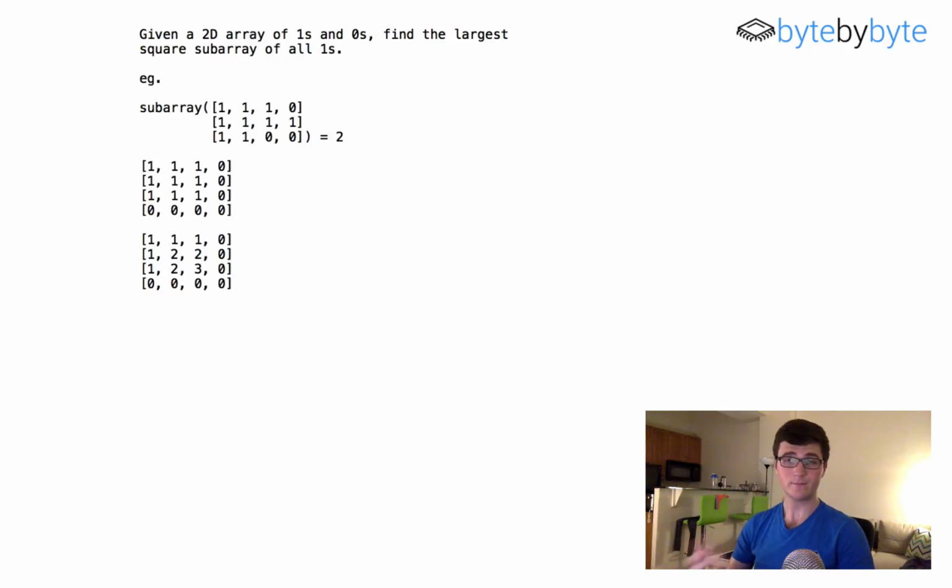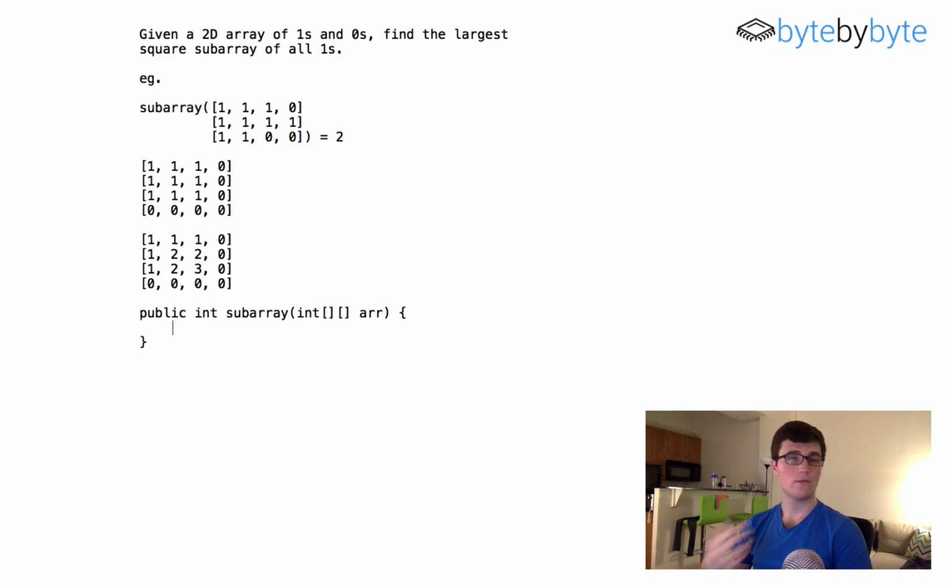So let's go ahead and actually look at what the code would look like for this. I'm going to call it subarray. And we're returning an integer because the integer is going to be, in this case, this 3 here, or in this case, the 2. And we are going to take in a 2D array, which I'm just going to call r.